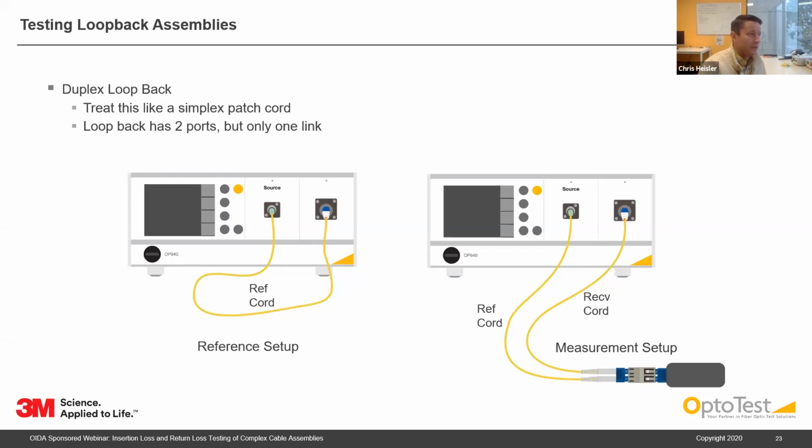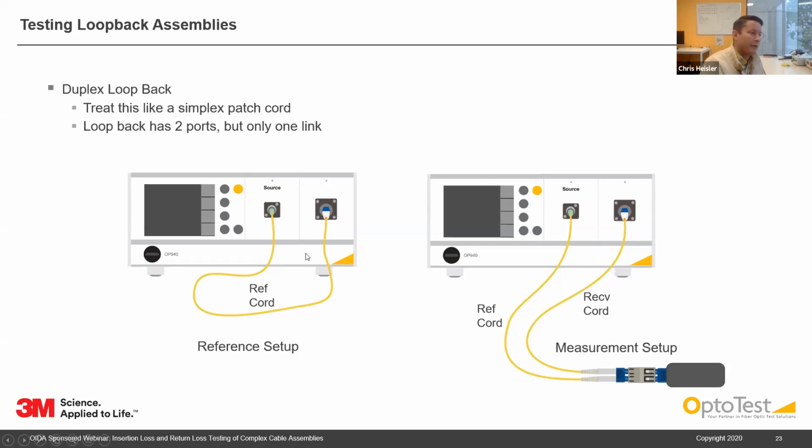Now, an example test on a duplex loopback. In this case, we're going to be testing a duplex LC loopback. So we're going to treat this like a simplex patch cord. The loopback has two ports, but only one link. So when we select our reference cord, we want to select a reference cord that has a connector that is the same as the DUT that we're going to be testing. So we're testing an LC loopback, which means we want to use an LC reference connector.